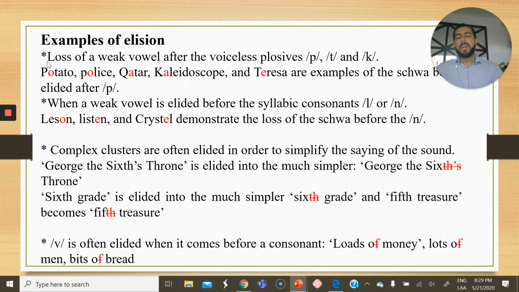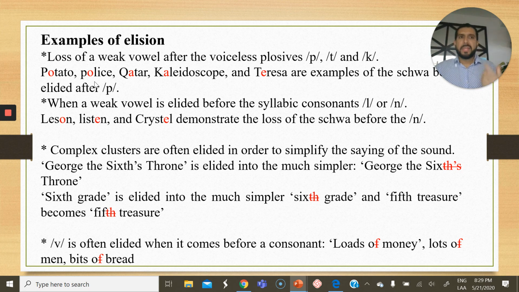Examples? You have the word potato, which has a schwa sound here, but in connected speech, you say things like, there are lots of potatoes here. I'm going to say it again. There are lots of potatoes here, right? So this becomes deleted or almost deleted. Qatar is another case. Police is another case.